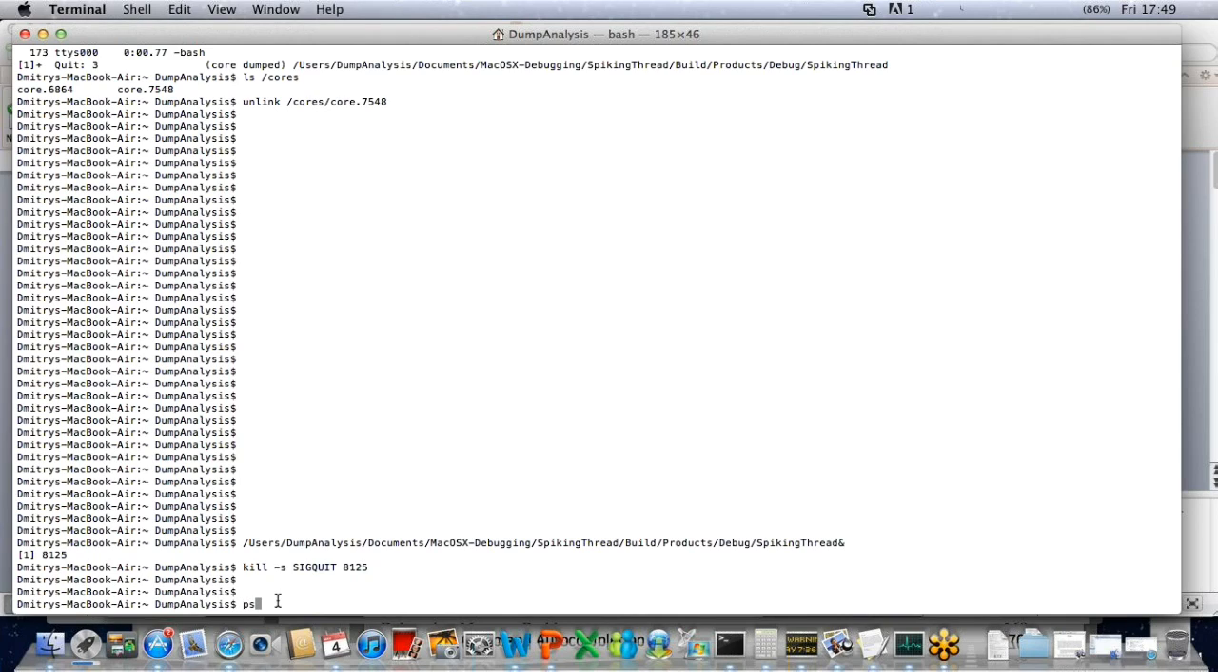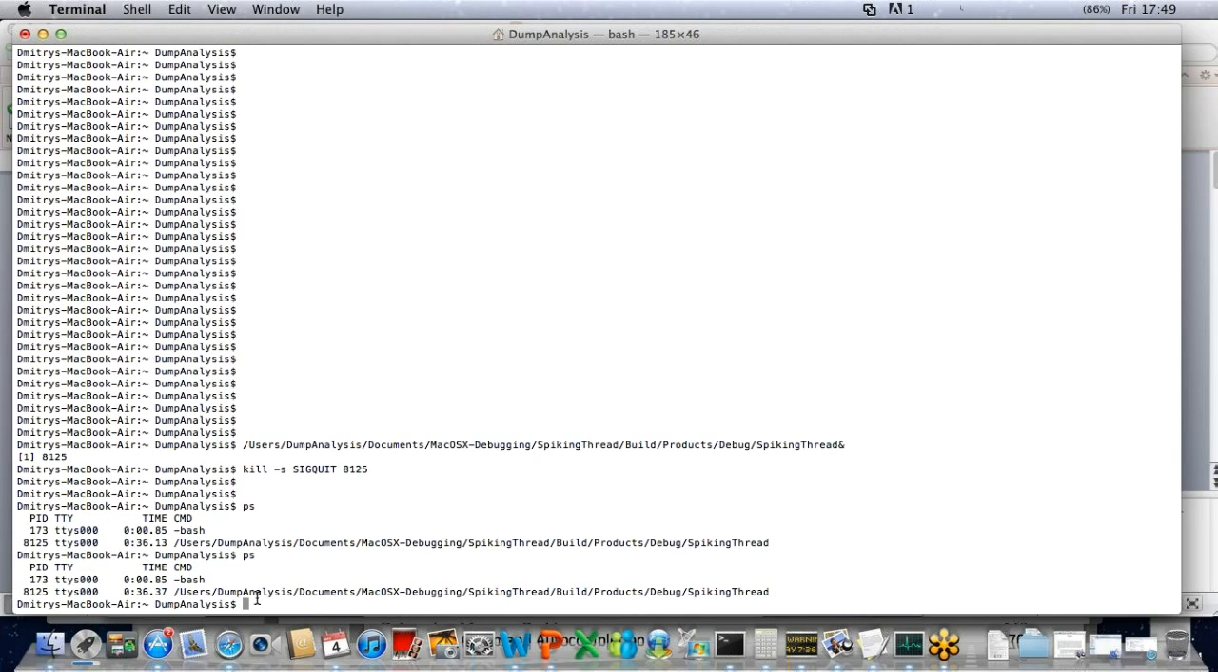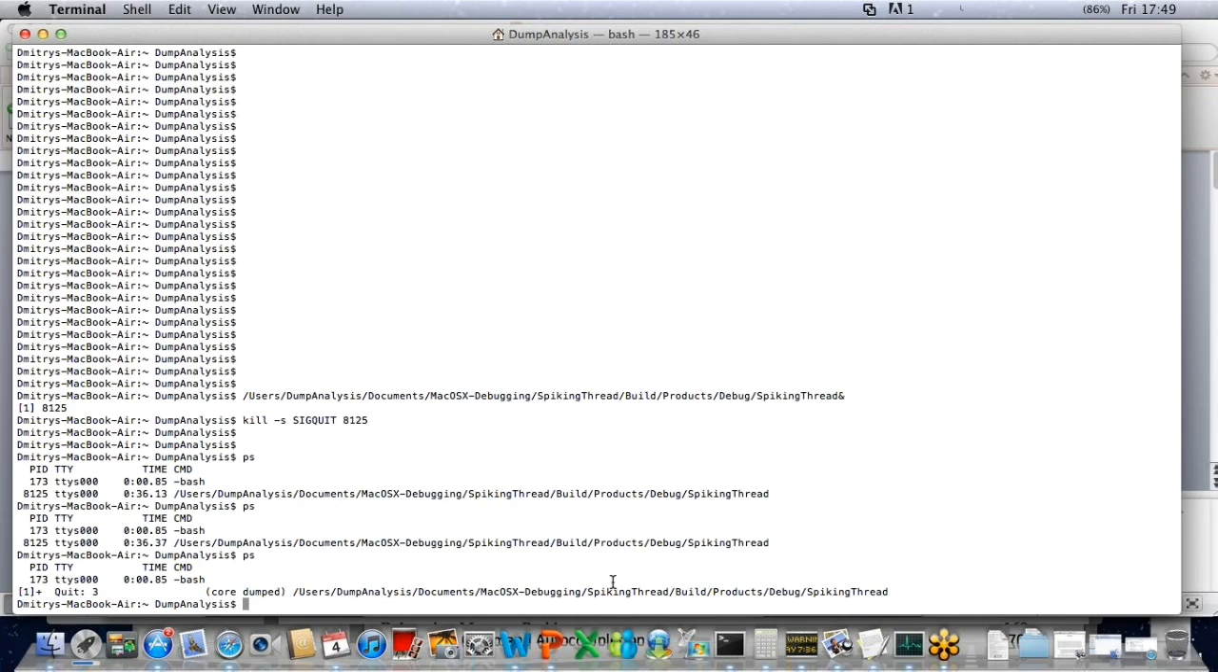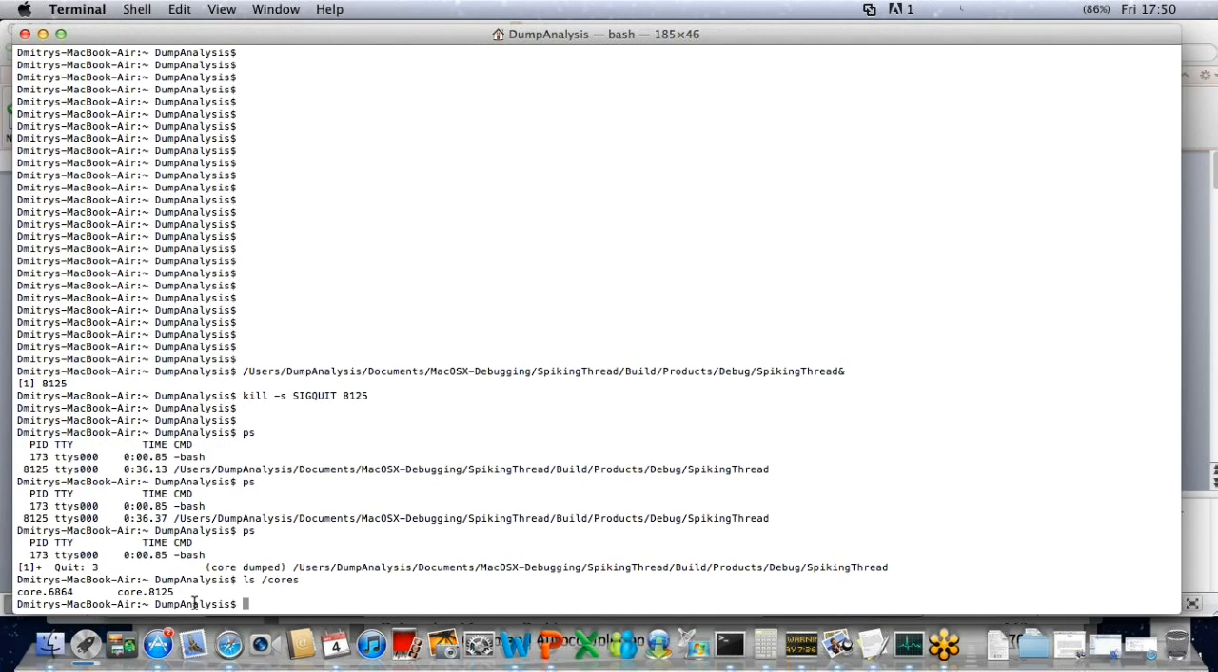If we look at processes, it's no longer running. You see that line, core dumped. Then we look at cores. We see that the core was saved. Let's open it in GDB.